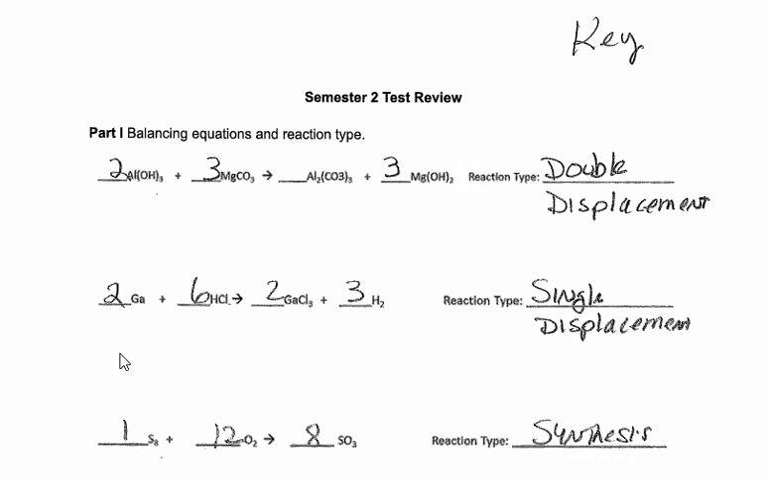Next one, we have an element plus a compound makes a compound plus an element. That is a single displacement pattern. And for this one, maybe use the least common denominator method to balance it.